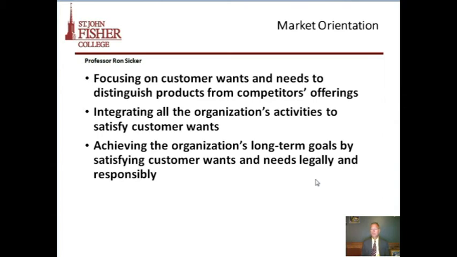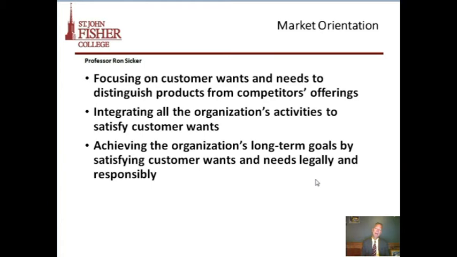The other one is a market orientation. They're trying to focus on what the customer wants and needs, trying to drive those products to those customers' wants and needs. This is a good philosophy because we're trying to figure out what the customer wants and needs, and drive those products to the customers' advantage or have a competitive advantage. We're trying to achieve long-term goals by satisfying customers' wants and needs.